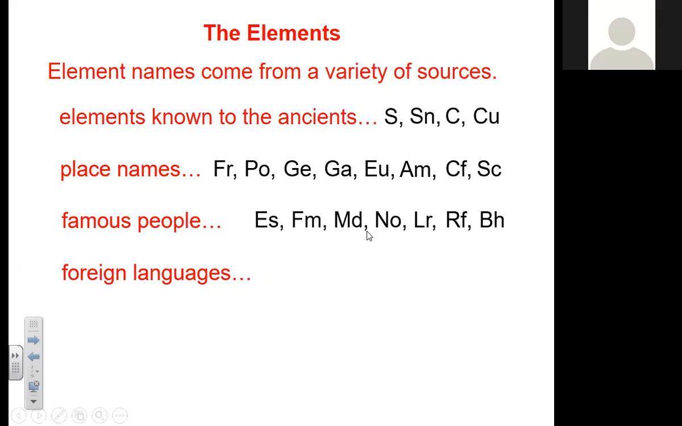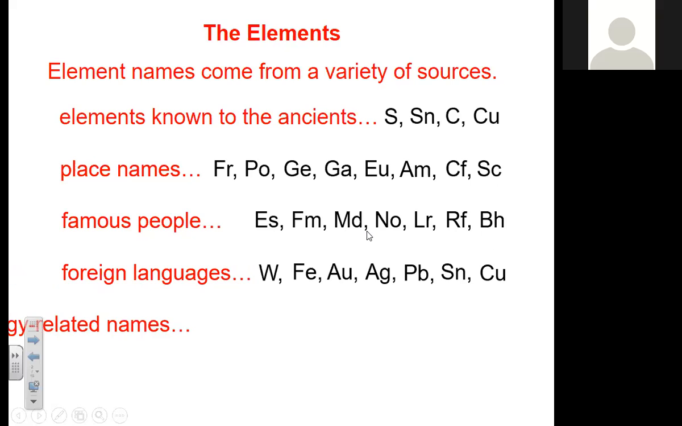Sometimes we get our names from foreign languages. That's why you get some weird things. So you get W is tungsten, iron, gold, silver, lead, tin, and copper. Those all have weird symbols because their symbols came from their foreign language name rather than their English name.